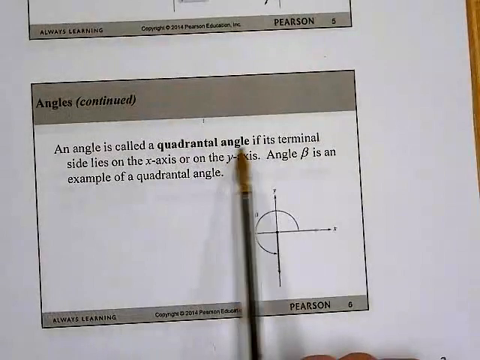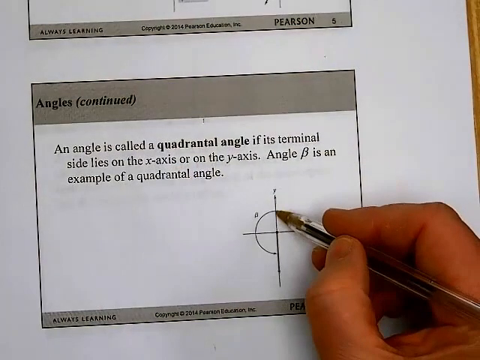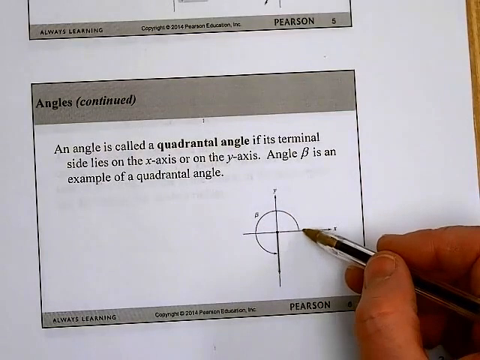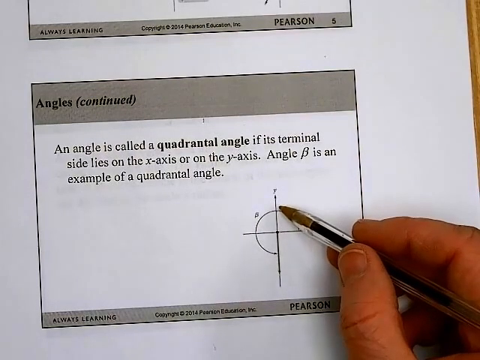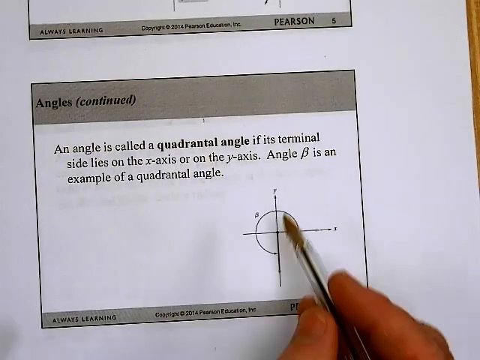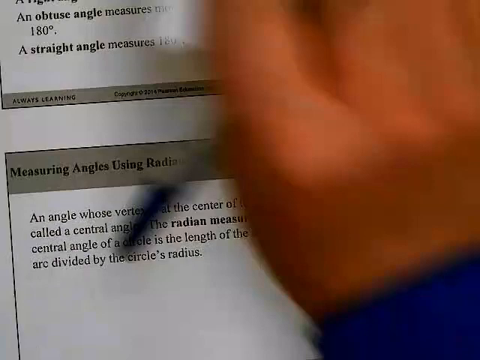An angle is called a quadrantal angle if its terminal side is on the x or y axis. So if it's 90 degrees, 180 degrees, 270, 360, if I go one more past 360, 90 makes 450. So we can have quadrantal angles. Those are angles that have their terminal side on an x or y axis.